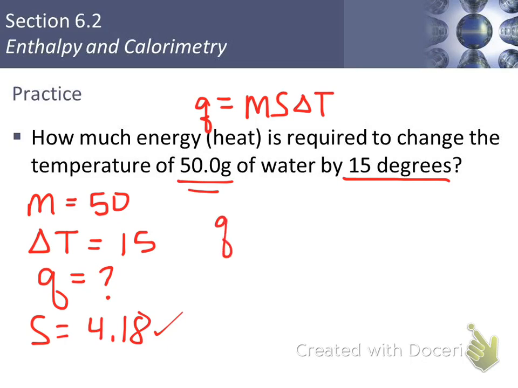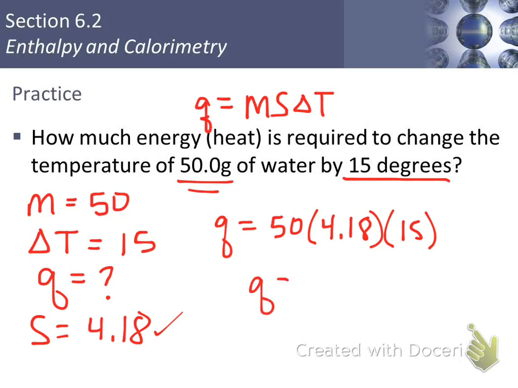Okay, so we say Q equals m S delta T. This time they gave us the temperature change. They didn't tell us what it goes from and to, but it tells us the temperature change was 15. So we just plug it in. 15 times 4.18 times 50. So Q equals 3,135 joules.